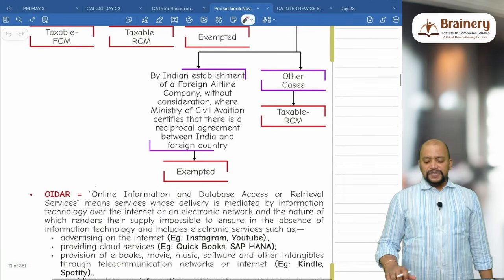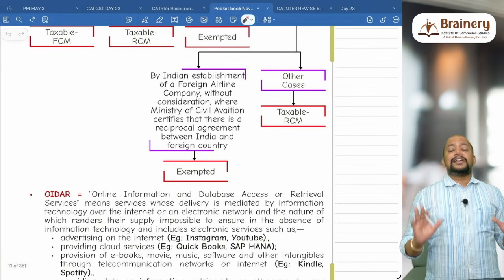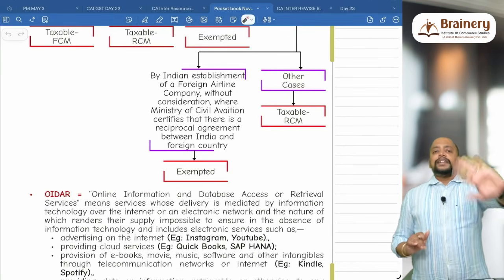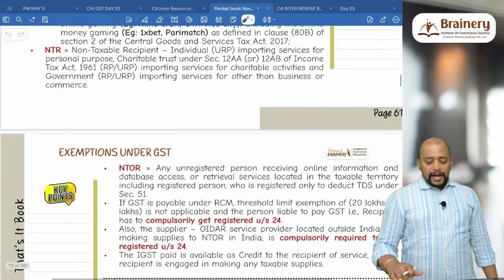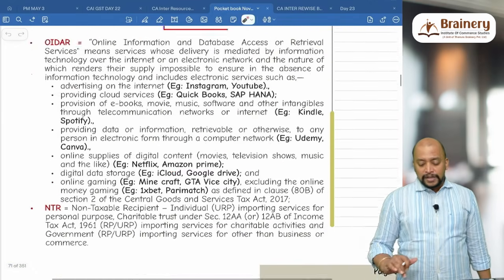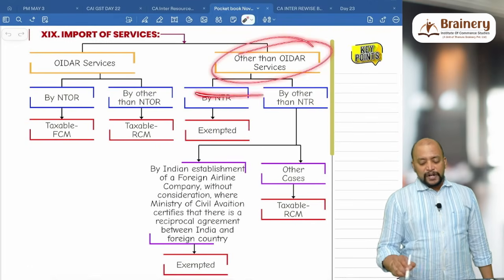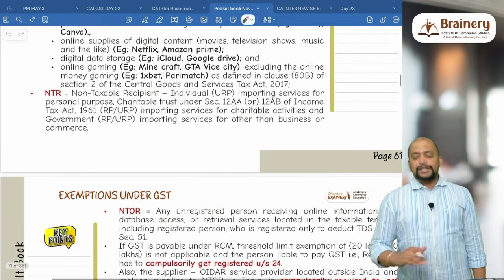And any service which can be rendered only through online will be called OIDR services. And who is a non-taxable recipient? Because import of other than OIDR service by a non-taxable recipient is exempted. So who is a non-taxable recipient?